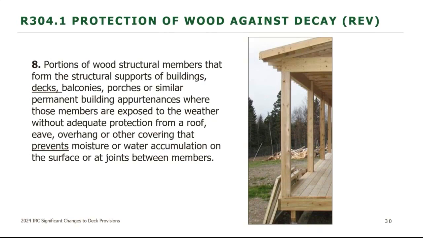So if there is a roof, eave, or overhang where your wood members are up inside there, and that roof, eave or overhang is going to prevent moisture or water accumulation on the surface of the structural member, it would not need to be preservative treated or naturally durable wood then.